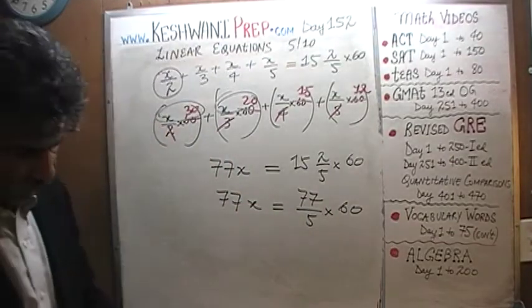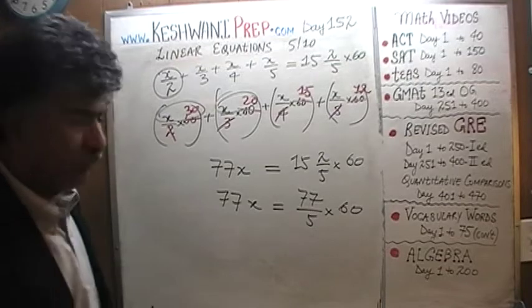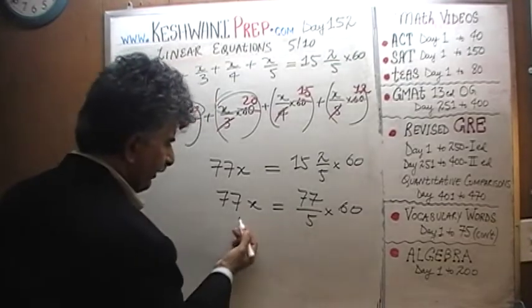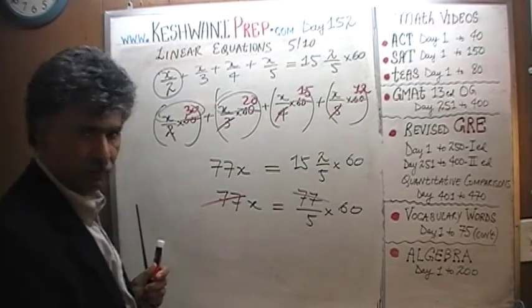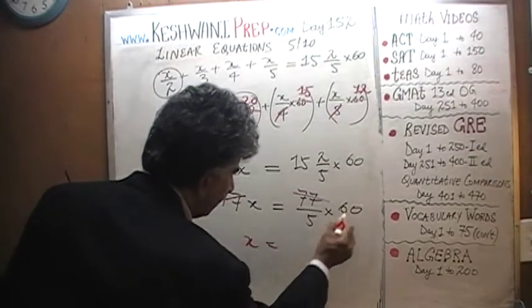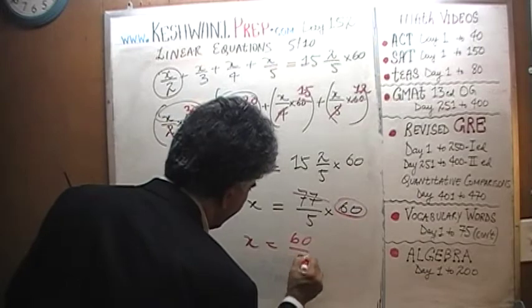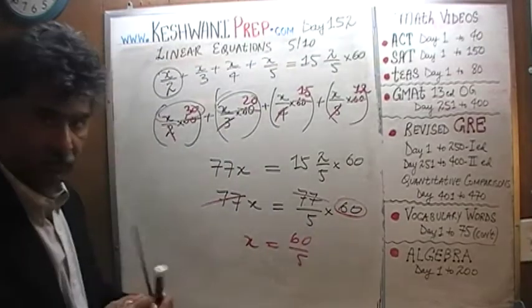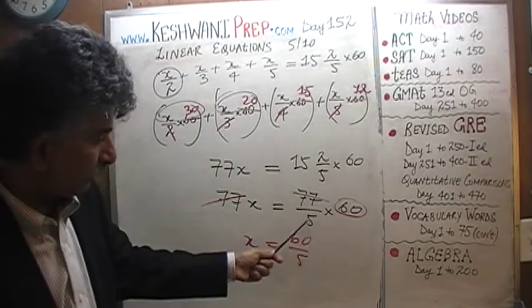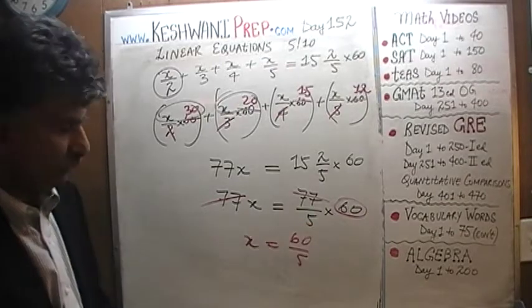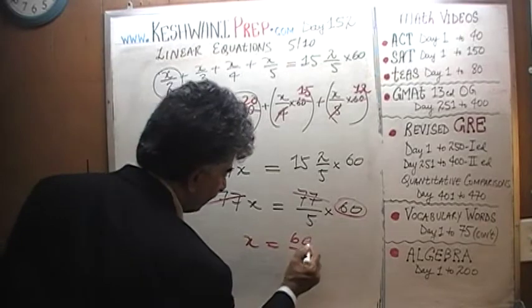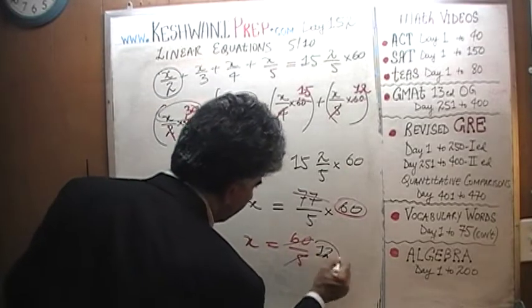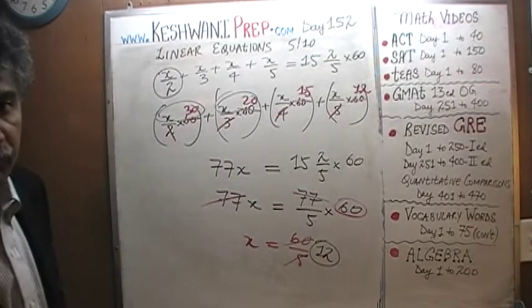That wasn't so bad after all. Now, divide both sides of the equation by 77. The 77 is going to drop out, and x equals 60 over 5, which we could have done right there. I could have crossed out the 5 and 60 and made it 12, but I didn't want to freak you out. So we're left with 60 over 5, which is 12.